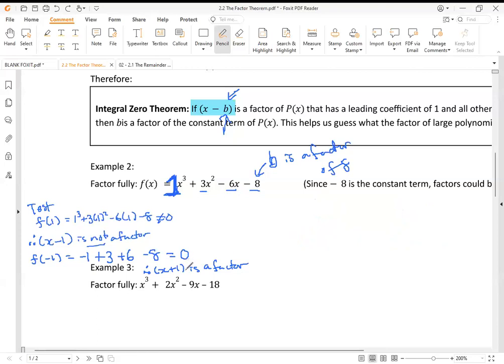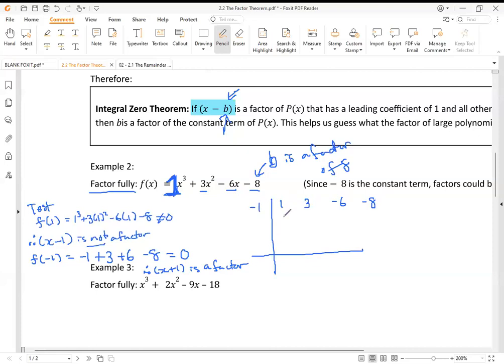x plus 1 can multiply with something else to give me this, is what I'm saying. Let's do it. If you have a factor, what did we do yesterday? I asked you to quickly divide, so you can fully factor. If you want to try this by yourself, you can. I will demonstrate it just in case. 1, 3, -6, -8, and my root is -1.